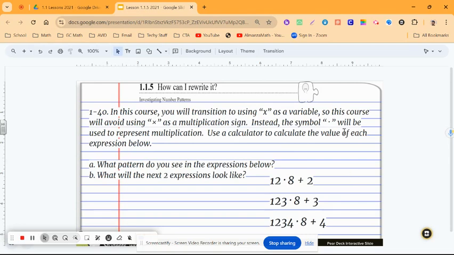and you see that as the expressions go to the next one, that first factor right there, the 12, becomes 123, and then 1,234. So we know that the next one in the sequence would go all the way to 5, from 1 to 5, and that would be the first factor. The 8 stays the same, but the number that we're adding at the end increases by 1. So this 12,345 times 8, we would add 5, and so on. So these kind of patterns we can tell just by looking and observing and being observant.